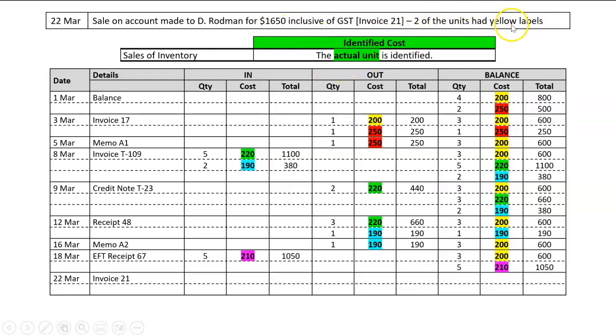So 2 of those chairs had yellow labels. Well, what was the other one? Well, if we look at our inventory card, we've only got yellow and pink left. So I guess we're going to say 2 of these had yellow labels, and the other one therefore must have had a pink label. So what are we left with? Well, we had 3 at 200 the day before. Now 2 of those are gone, so we've got 1 left. We had 5 at 210. And 1 of those is gone, so we've got 4 of those left.